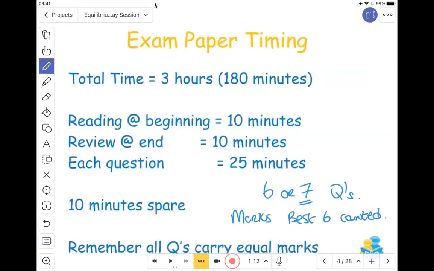So it would be much more worthwhile to you to put as much time as possible into the 6 questions that you're going to do, get as many of those answers correct as you can, and ensure that you're getting all the keywords necessary for those questions. So I wouldn't be recommending that you do any more than 7 questions.